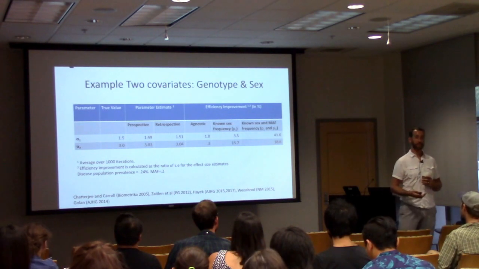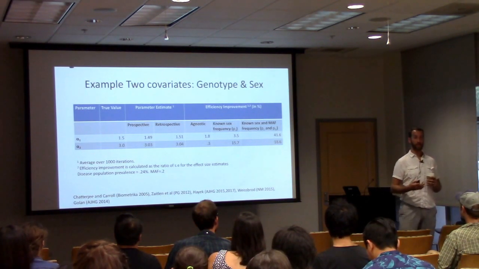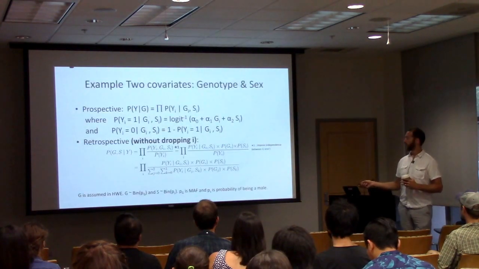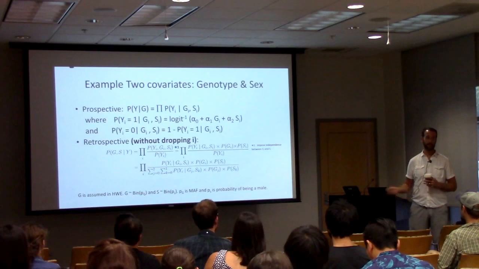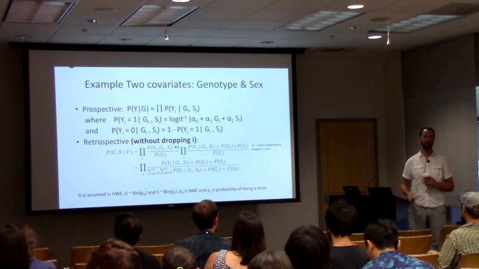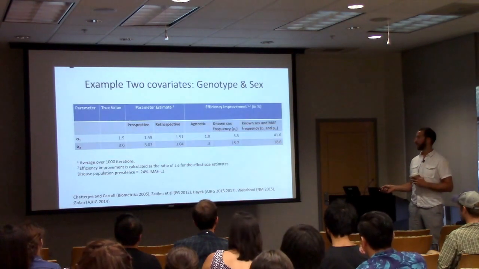From a computational perspective, it's bad. It's very expensive because every time we choose a new value of alpha 1 and alpha 2, we have to plug through this whole machinery again. And so doing the optimization is much more expensive.